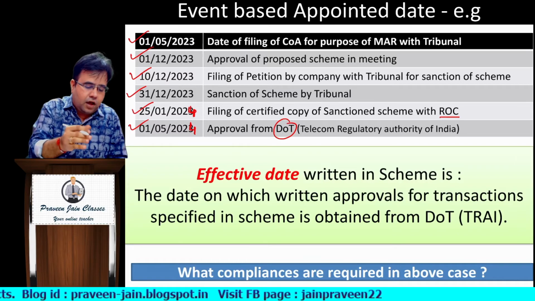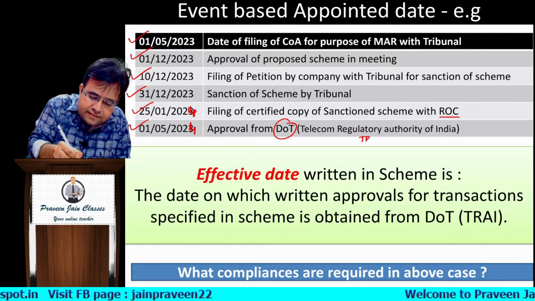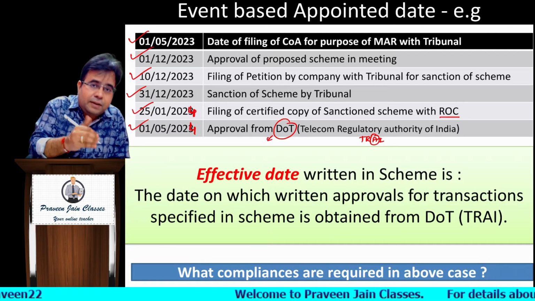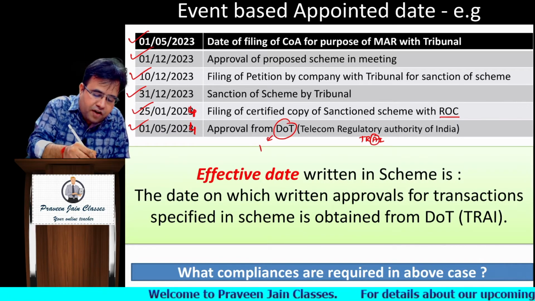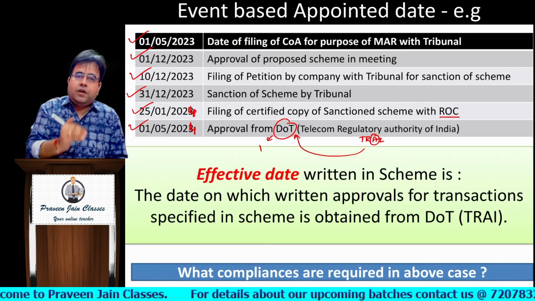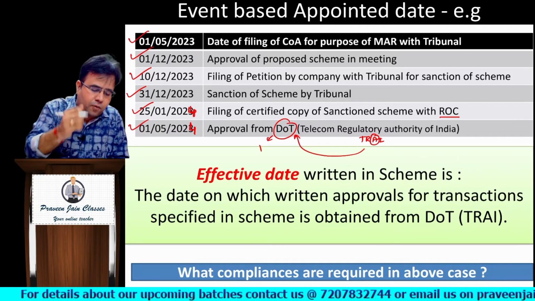And the Telecom Authority has given the approval, sir. Now remember, TRAI is an authority, and DOT is a department of the government, sir. Whatever TRAI says has to be implemented by DOT. So DOT is subordinate to TRAI, sir. So that one small point you should understand.